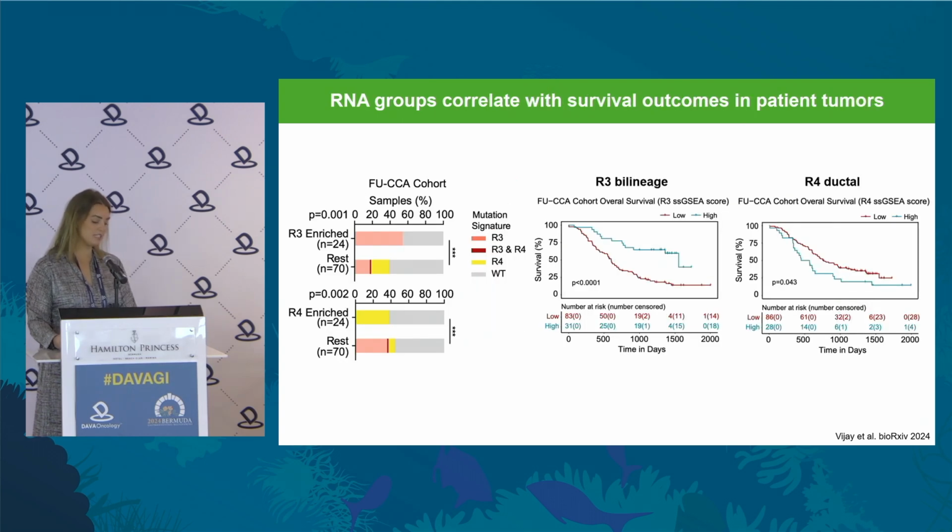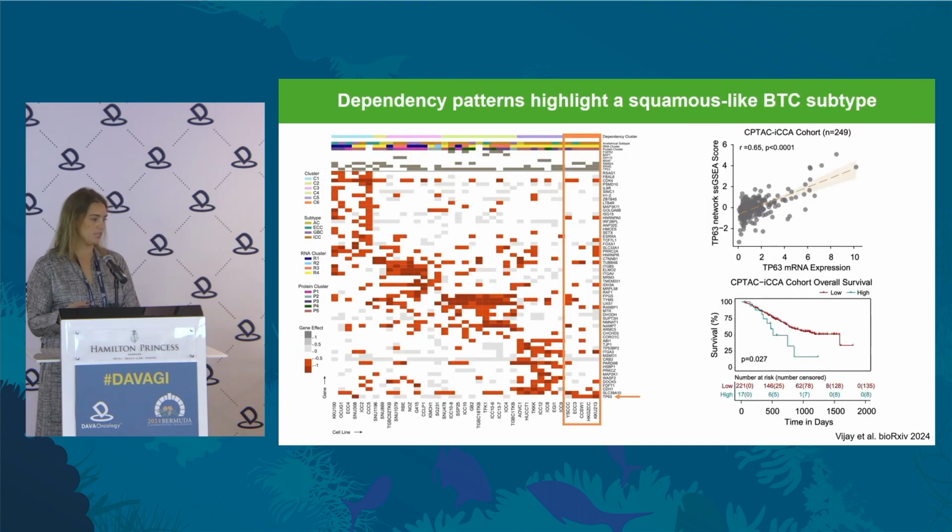So we tested these lineage classifications in a patient cohort looking at overall survival in groups that were enriched with the R3 bilineage and R4 ductal signatures. And as you can see, looking at the Kaplan-Meier curves here, patients that had higher R3 signatures had improved overall survival, whereas those with the R4 or ductal signature did not.